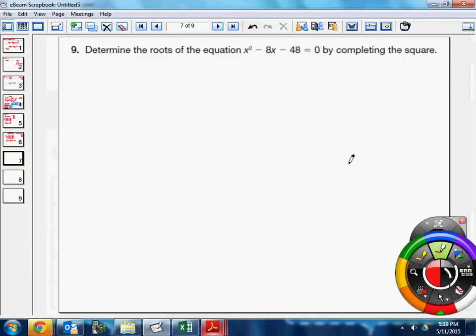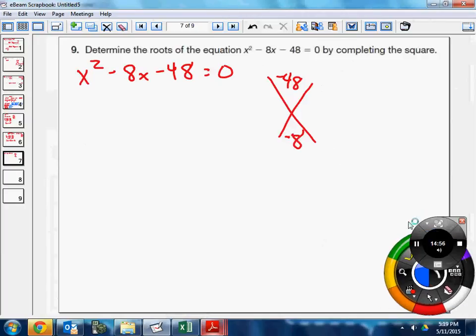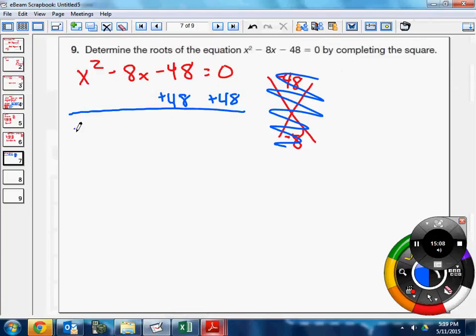So if I were to work this problem out, x squared minus 8x minus 48, and do it as is right now, if I were to set up my x and try to do negative 48 and negative 8, I would not get a single number that would work. I can't do it. So I need to complete the square first. So what I'm going to do is add 48 to both sides. And this gives me x squared minus 8x plus my box is equal to 48 plus my box.